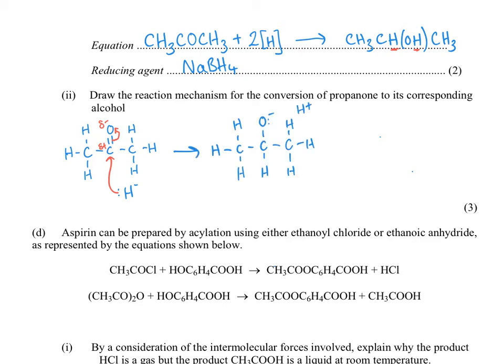The second step of this reaction is going to be protonation. That can be done with alcohol, water, a weak acid, and we'll get that final product formed. And we can see it's reduction because we've formed an alcohol.